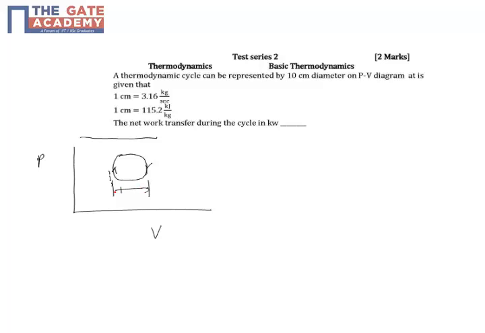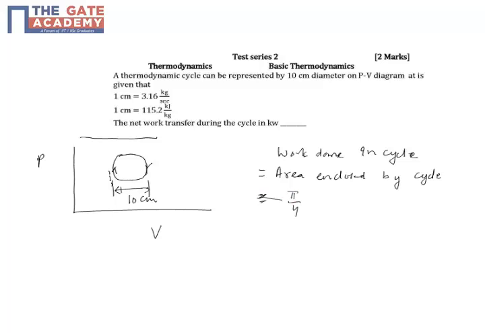Okay. So net work done during the cycle. Now, work done during the cycle is the area enclosed by the cycle. So this is a circle, and circle area is pi by 4 d square.